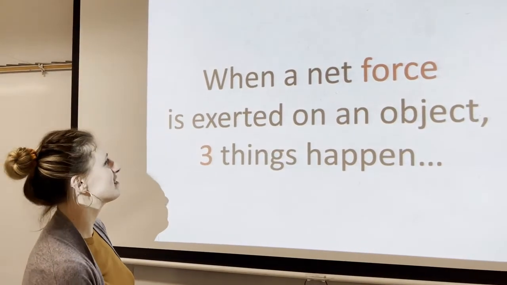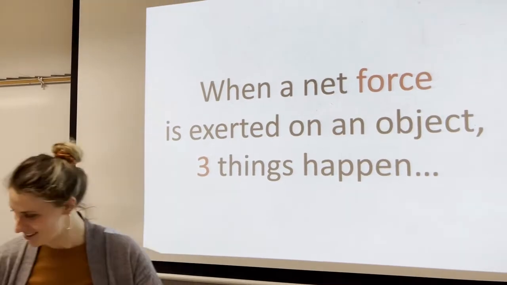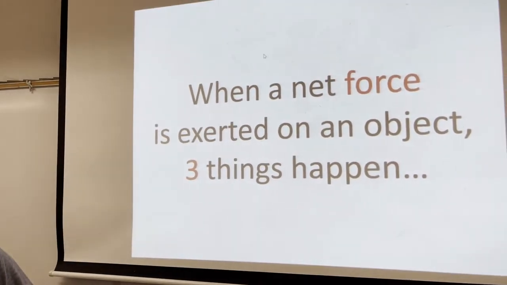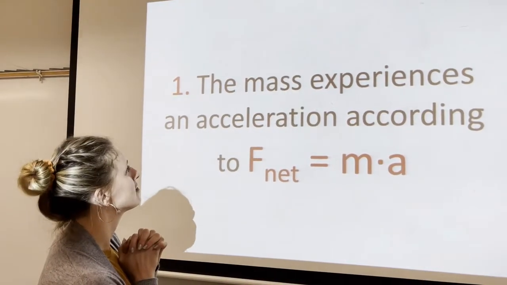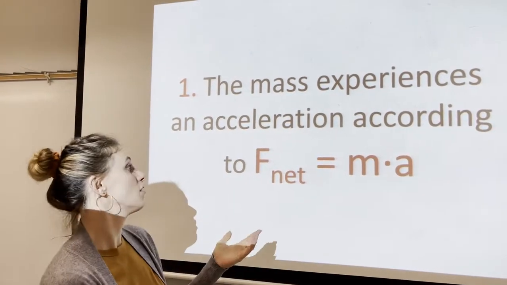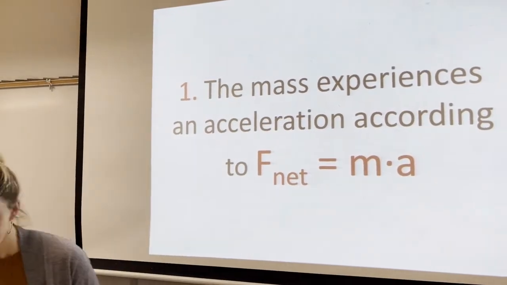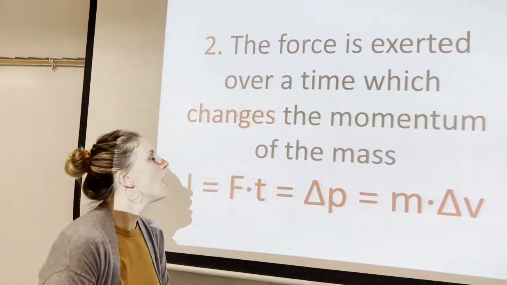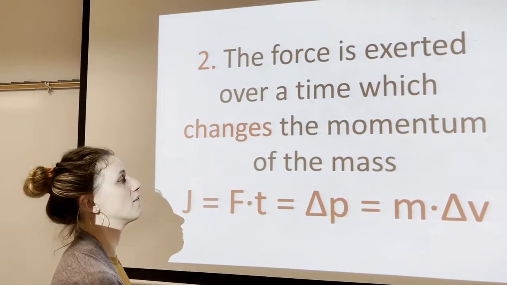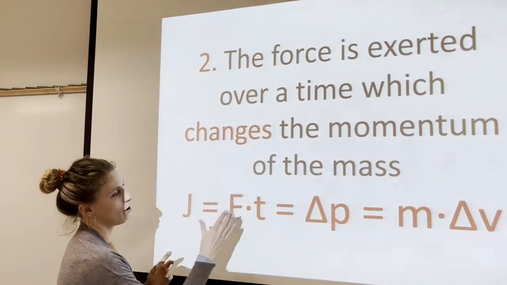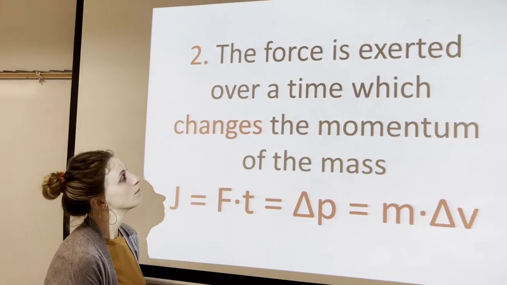When a net force is exerted on an object, three things happen. The first is the mass experiences an acceleration according to Newton's second law. The force is exerted over a time, which changes the momentum of the mass. So a force over time is impulse. Impulse changes momentum. That's the impulse momentum theorem.